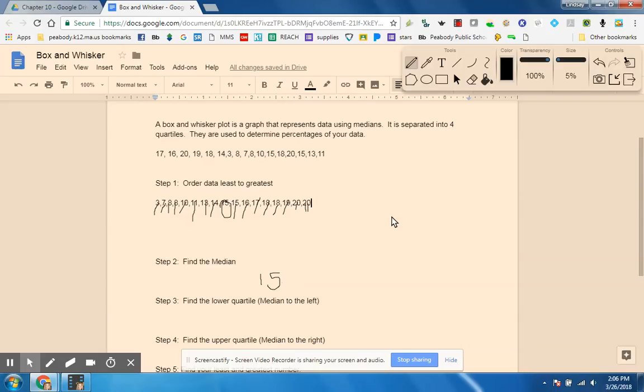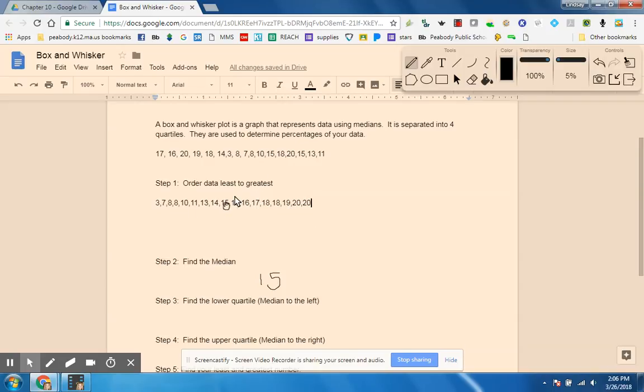Now we're going to find the lower quartile. Here's what that means. I'm going to erase what I just did here. When you find the lower quartile, you're finding the median that's to the left of the median. So you circle your median. Actually, let me make sure that's the one in the middle. Yep, okay, so that's our median.